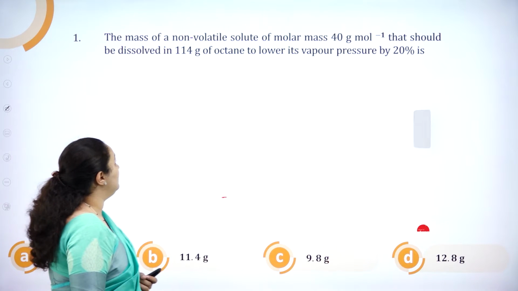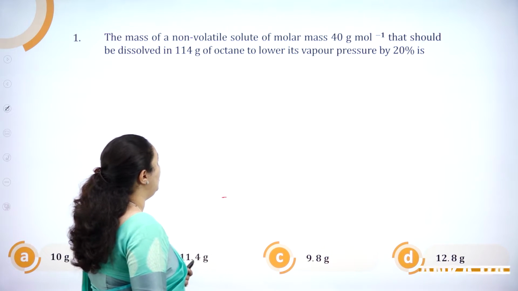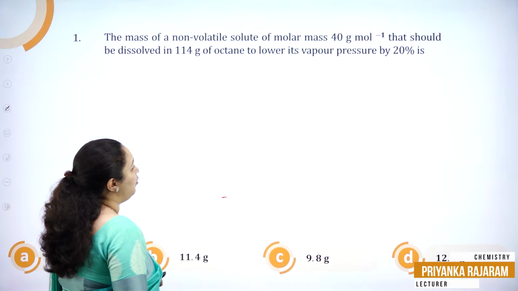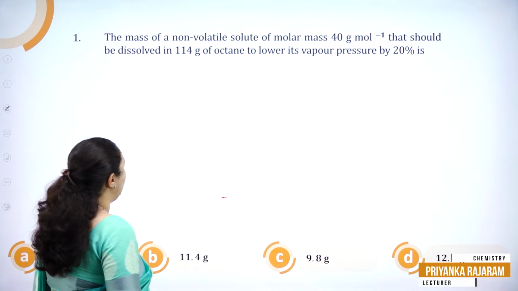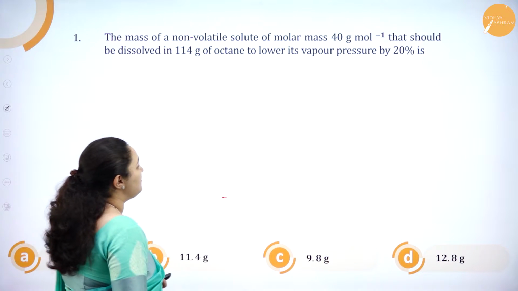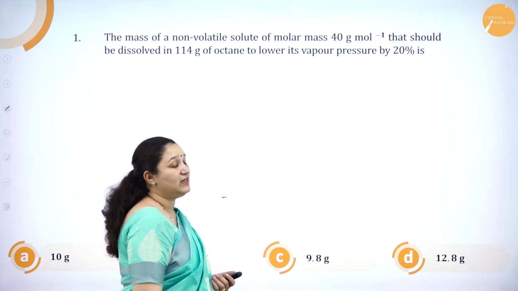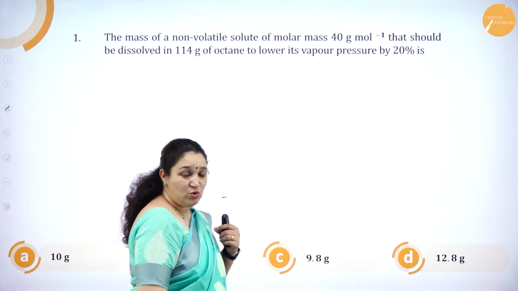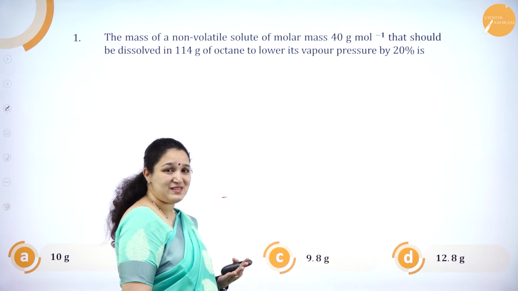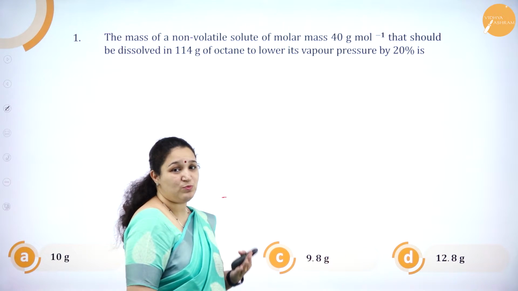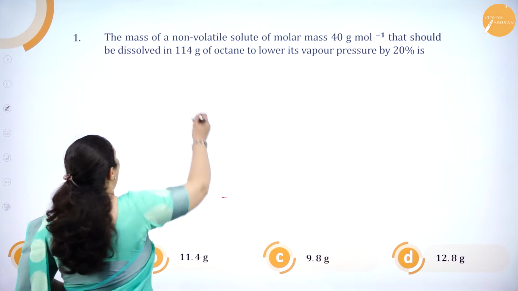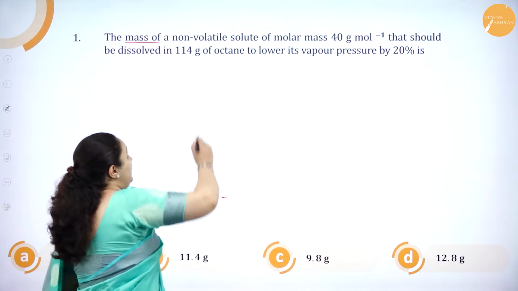The mass of a non-volatile solute of molar mass 40 grams per mole that should be dissolved in 114 grams of octane to lower its vapor pressure by 20% is. So it is very important to understand the question. What exactly are we supposed to find out? Okay, we have to find the mass of non-volatile solute.